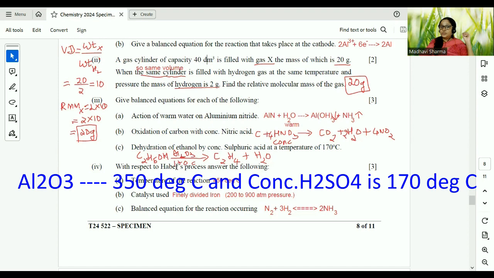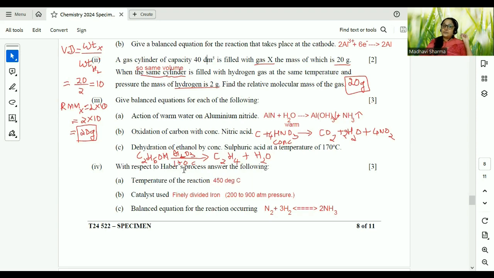C2H5OH with Al2O3 at 170 degrees Celsius gives ethene, C2H4, plus H2O, water. With respect to Haber's process, answer the following. Temperature of the reaction: 450 degrees Celsius. Catalyst is finely divided iron. Pressure, though it is not given, but you should know, 200 to 900 atmospheric pressure.